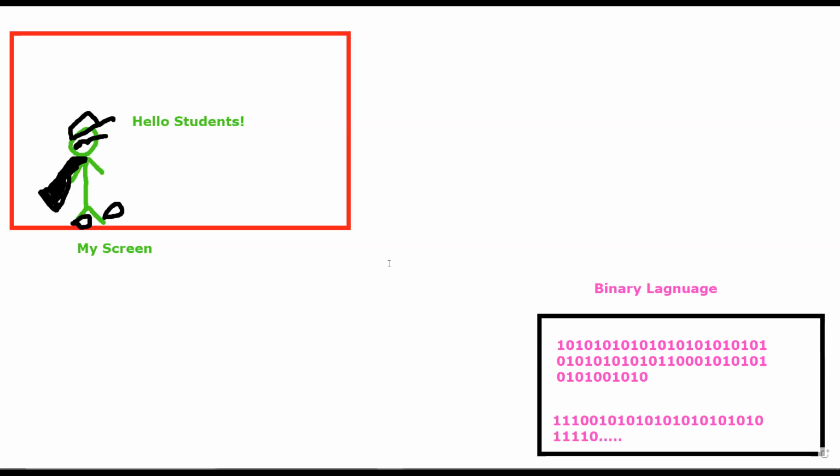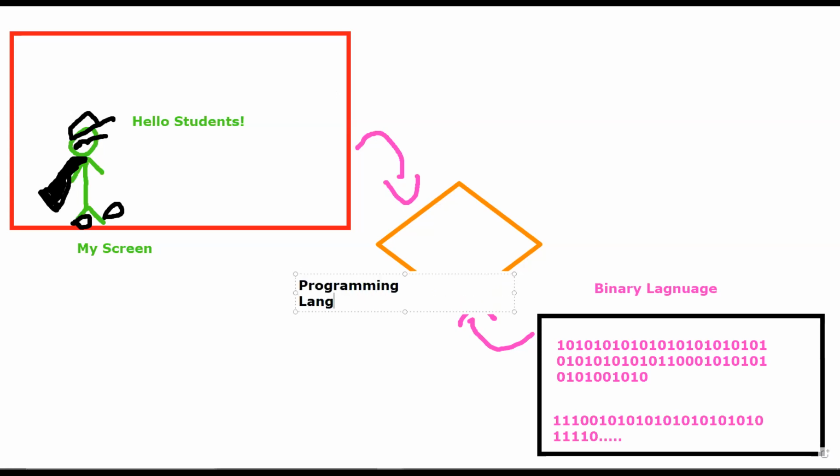Is there anything that can make things simple for us? Yes. We have programming languages, which act as a translator between the computer and us. They are the middlemen who help us get our work done. The programming languages stand in between the computer machine and the human. So I'm going to write here: programming languages.